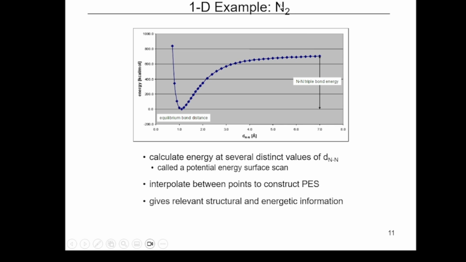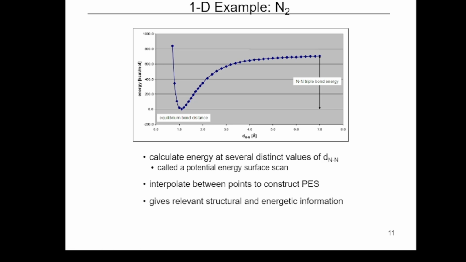3 of them are translation of the nitrogen molecule as a whole along the x-axis, along the y-axis, and along the z-axis. These are 3 translational degrees of freedom. Now for a linear molecule, there are 2 degrees of freedom for rotation. And the remaining last one is the degree of freedom for vibration, or the degree of freedom for the potential energy surface diagram.